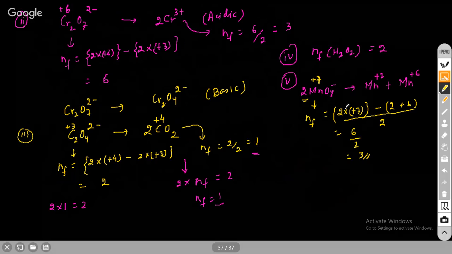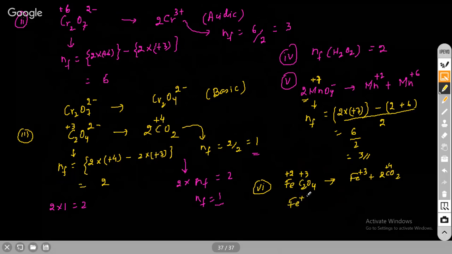Okay. Similarly, one important N factor calculation we have for FeC2O4, ferrous oxalate. FeC2O4 converts into Fe plus 3 plus 2CO2, right? This is a reaction. So Fe here we have in plus 2 oxidation state, and this is in plus 3, and this is plus 4. Okay, so how this reaction goes, you see.